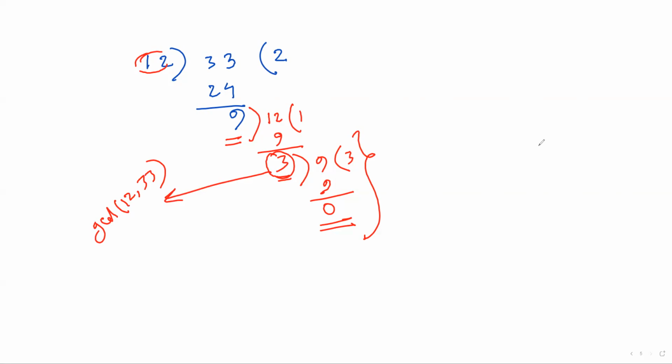Yes, this is called the Euclidean algorithm for finding GCD. All right, let's move on.